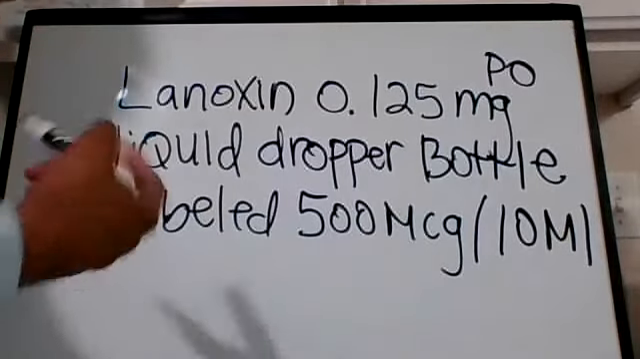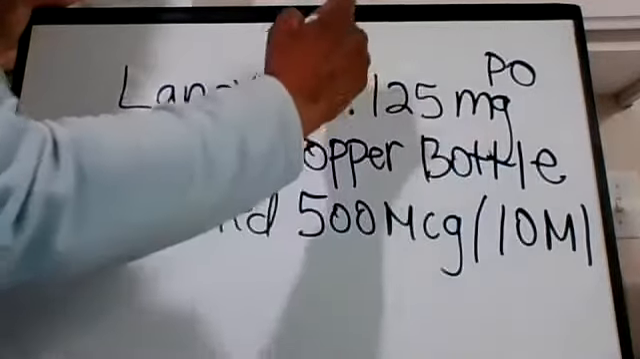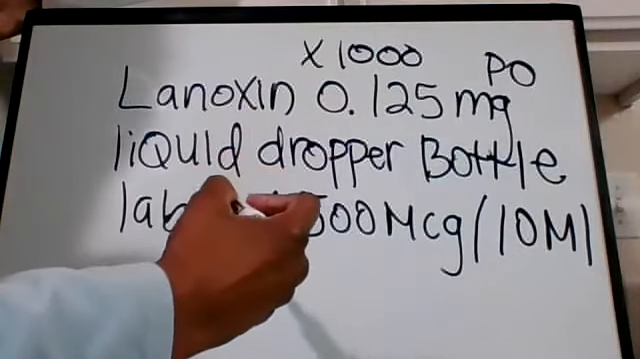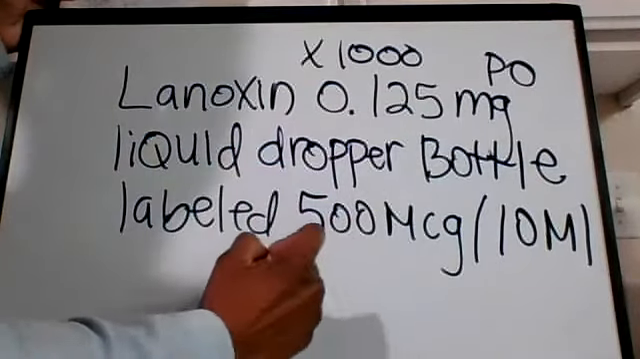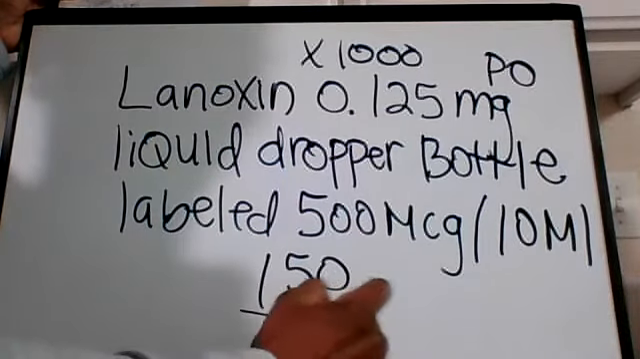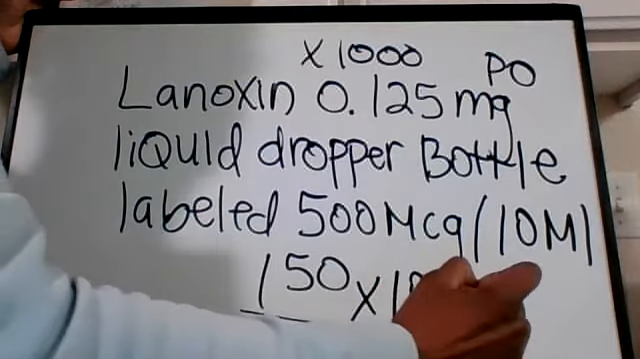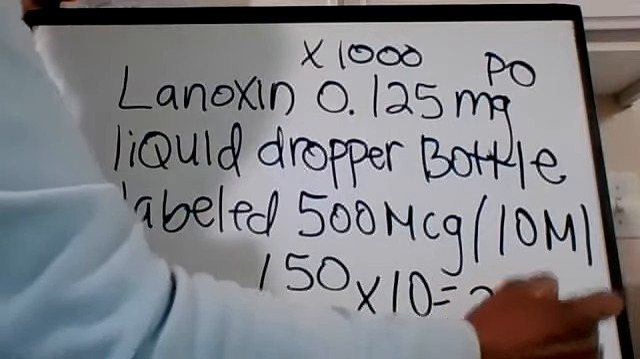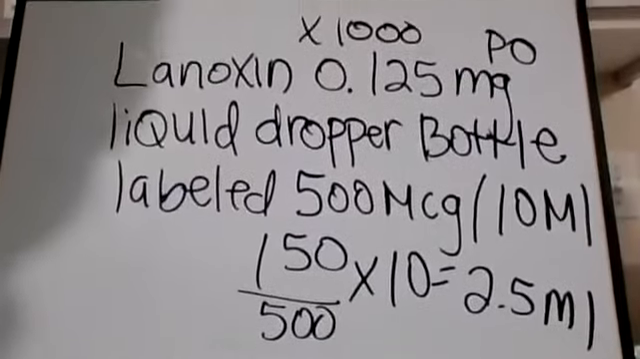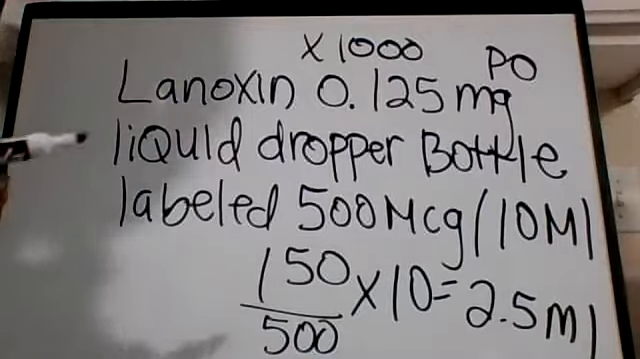We have to, of course, convert milligrams to micrograms. We're going from largest to smallest, multiply by 1,000, and that gives us 125 divided by 500 times 10. And we should come up with 2.5 milliliters. On to the next one.